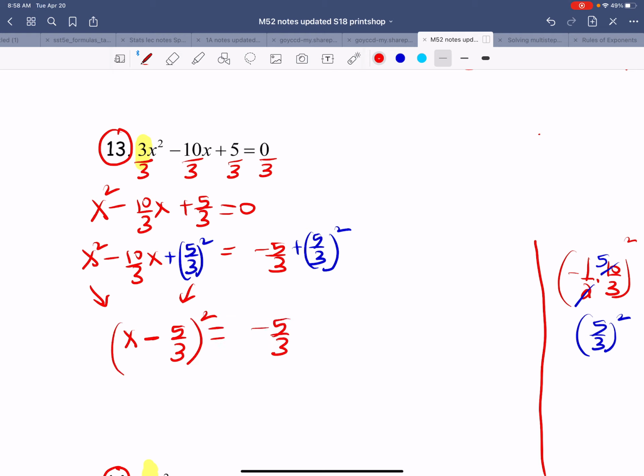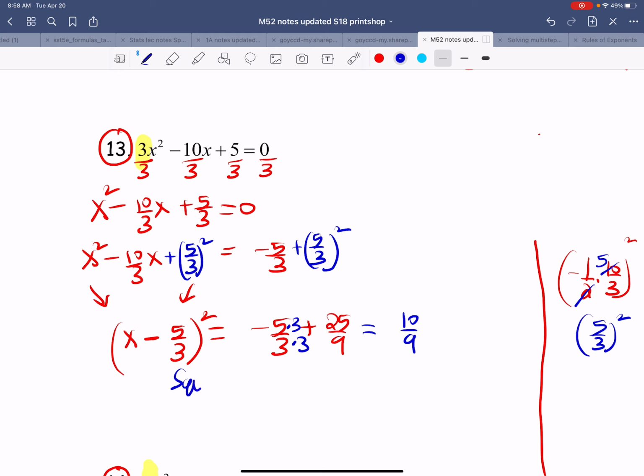On the right-hand side, negative 5 plus 25 over 9. I'm not able to add or subtract until my denominators are the same, so I'm going to multiply the first fraction, numerator and denominator, by 3. That leaves me with negative 15 over 9 plus 25 over 9, which is 10 over 9.